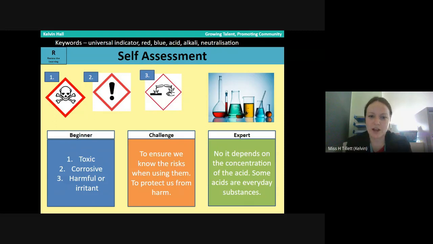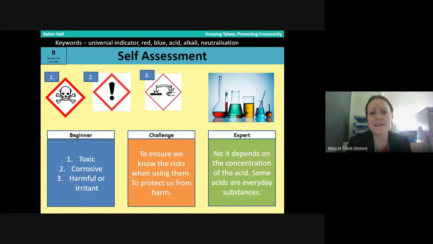The second most harmful out of those 3 symbols is actually the one that is labelled number 3. So you can see it looks like liquid being poured onto like a bench or some hands. That symbol there means corrosive. So if you didn't get that down, write down that that means corrosive.